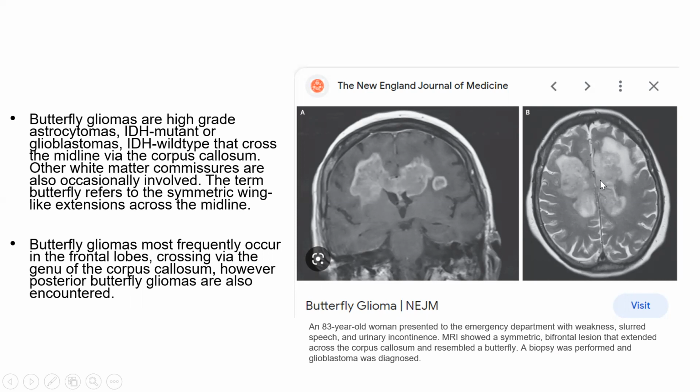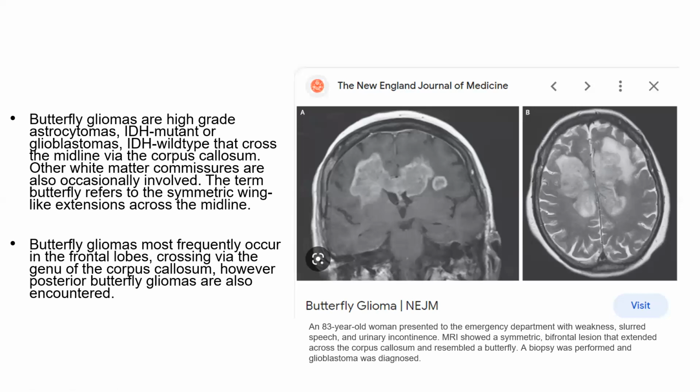The butterfly gliomas are high-grade astrocytomas, either IDH-mutant or glioblastomas, IDH wild type, that cross the midline via the corpus callosum. Other white matter tumors are also occasionally involved. The term butterfly refers to the symmetrical wing-like extension across the midline, as you can quite well appreciate in these brain scans. In these MRI scans, you can have a very clear view of this.